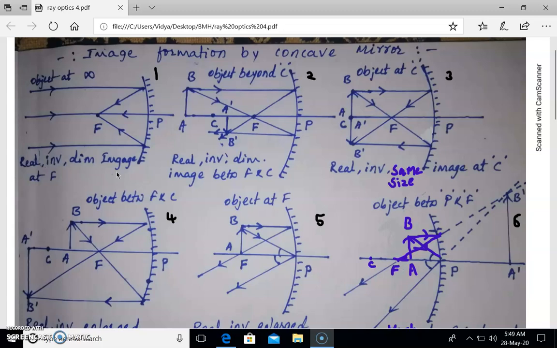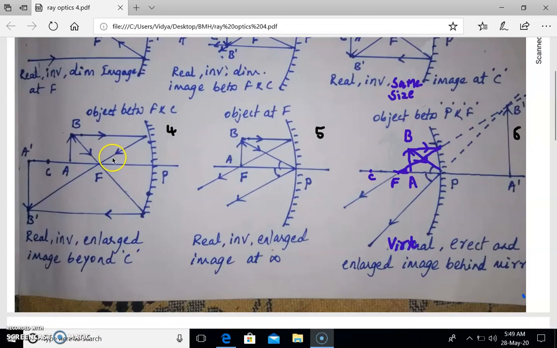The third case, when the object is at C, the center of curvature of the concave mirror, after reflection the reflected rays intersect each other at a point. A perpendicular A'B' from the principal axis is drawn through the point of intersection, which provides us the position and nature of the image. So when the object is at the center of curvature, the image also will be formed at the center of curvature. The nature of the image: a real, inverted, same size image is formed at C.